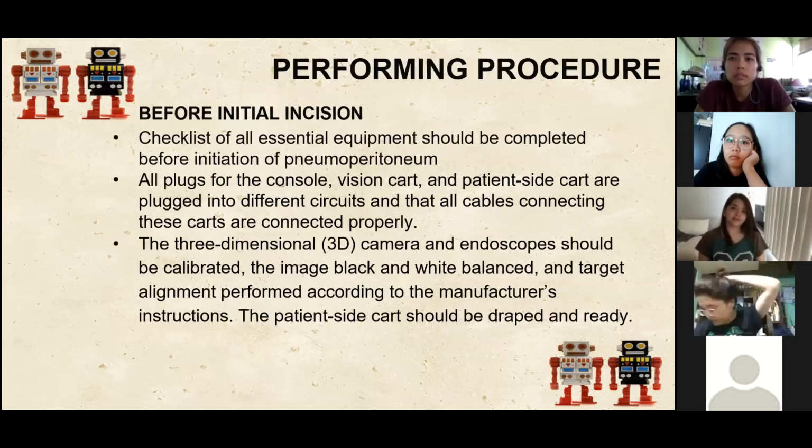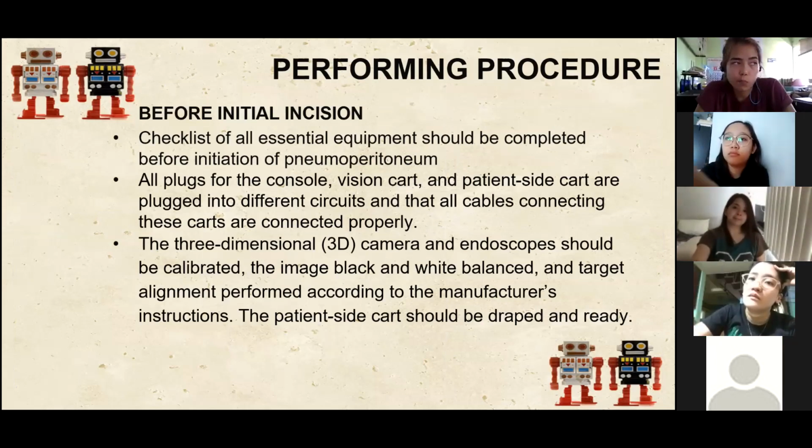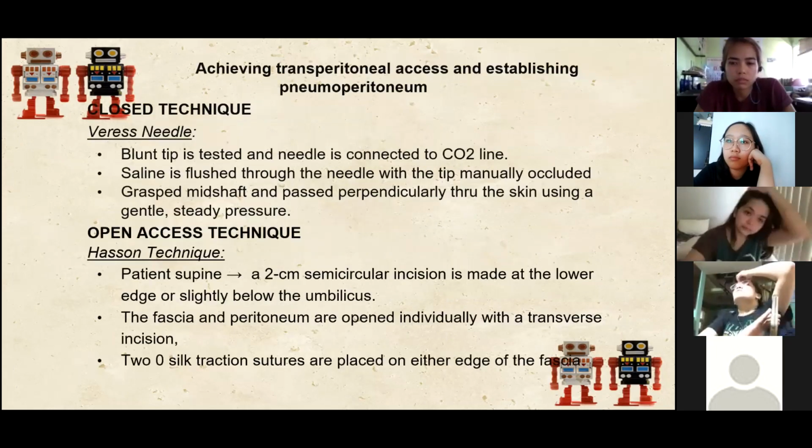Next, please. So before your initial incision, there should be an essential checklist, and it must be completed before initiation of hemoperitoneum. Ensure that all plugs for the console, vision cart, and patient side cables connecting these carts are connected properly. The 3D camera and endoscope should be calibrated, the image black and white balanced, and the target alignment performed according to the manufacturer's instructions. The side cart should be draped and ready. Next, please.